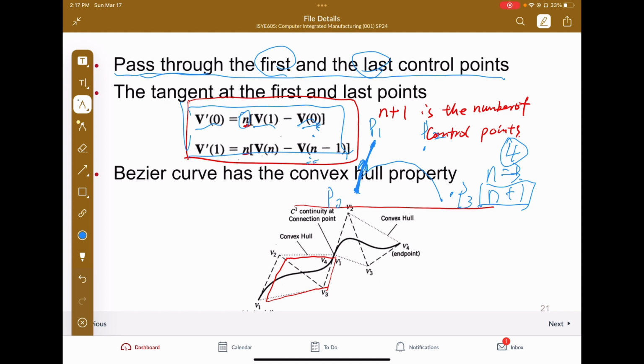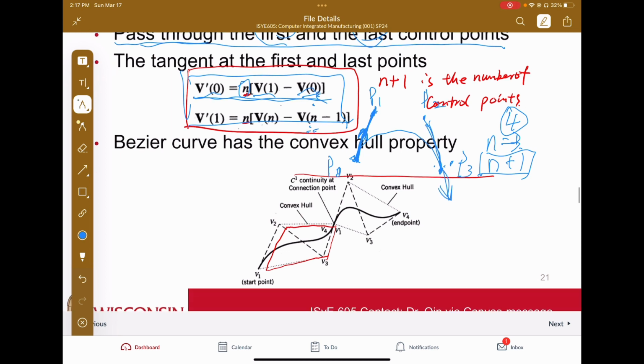So actually, this equation just wants to tell you that at the end point and the start point, the tangent goes through this point in the same direction as the lines between the two control points, point 0 and point 1, and point 2 and point 3. So they have the same direction. This is what it tells you.